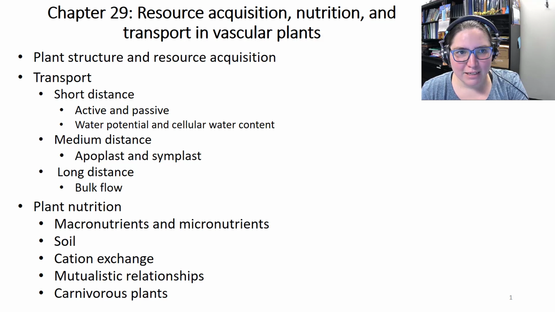Okay, so we have made it to chapter 29, which should be the second chapter in Unit 2. Unit 2 is all about plants, so this is still about plants, and in particular we're talking angiosperms mostly here. So in this chapter we're going to talk about plant structure and resource acquisition, and then transport, and then a little bit on plant nutrition and soil type, and kind of atypical plants, I guess you could say. You'll see when we get there.